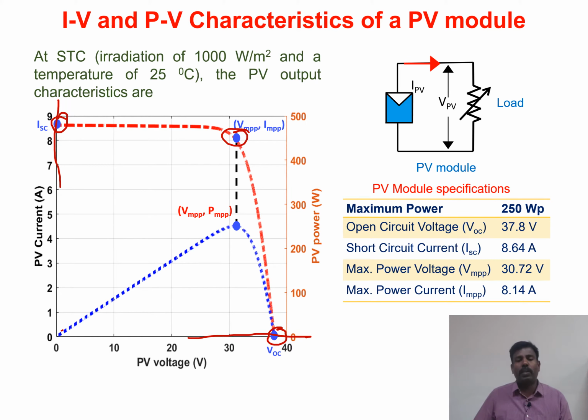This IV characteristic is that of the PV panel at standard test condition, at 1000 watt per meter squared and 25 degree Celsius. This is the PV model we have considered to study how the IV and PV characteristics will change when the modules are connected in series.